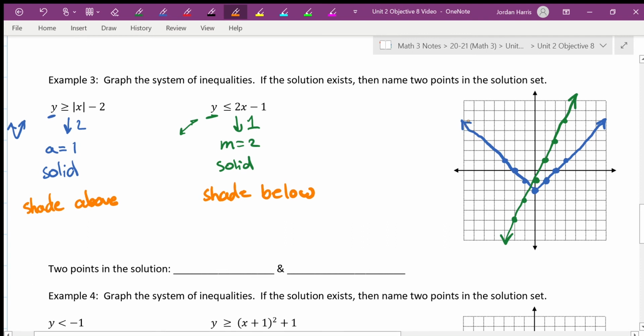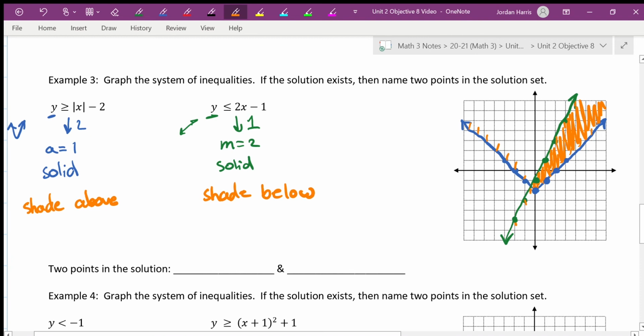So realize you go to your V and move up, just like before. That is showing you the direction of shading. So I would be shading above, up on the V, and shade below the line. So go to any point on the line and go down. Okay, where do those shading regions overlap? It's this corridor right here that's slowly growing.